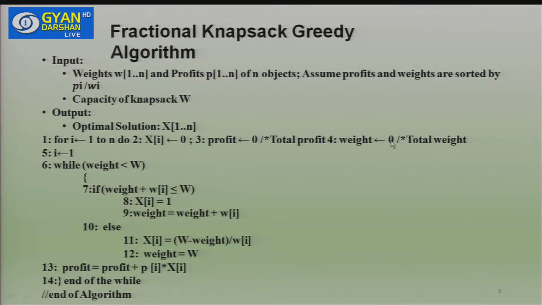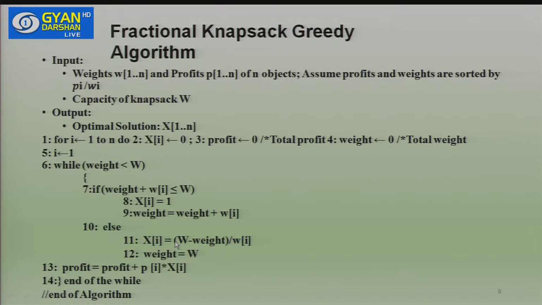Initial weight is 0, right? So if it is less than W, that means the object can be packed. So you completely pack that particular object, and you assign Xi as 1. So x1 will become 1, and the weight now will become the initial weight, which is 0, plus the weight of the ith object, which is the first object. So that will be added over here.